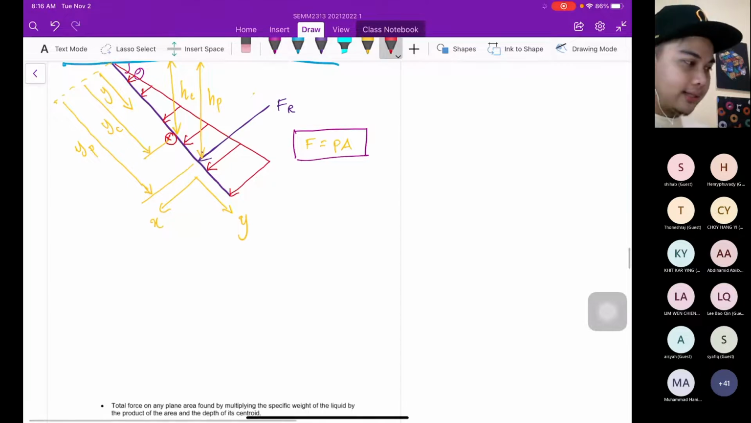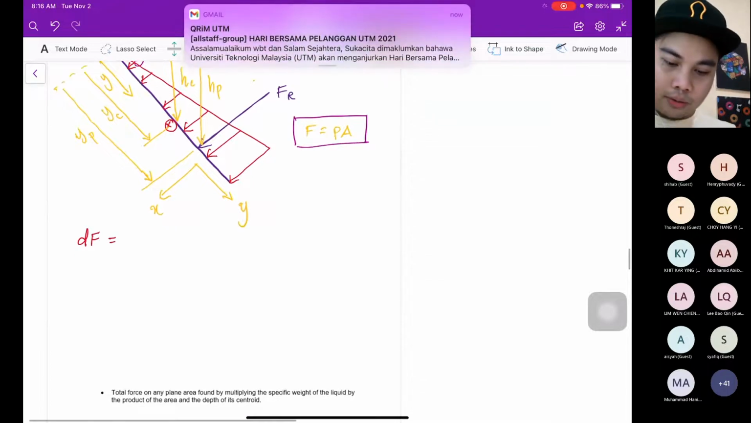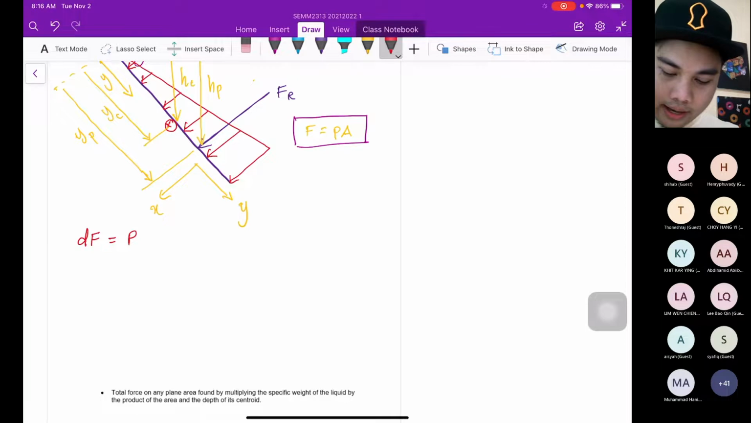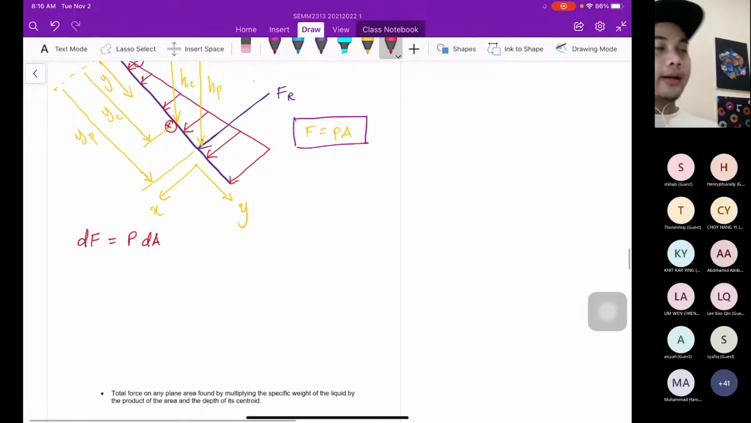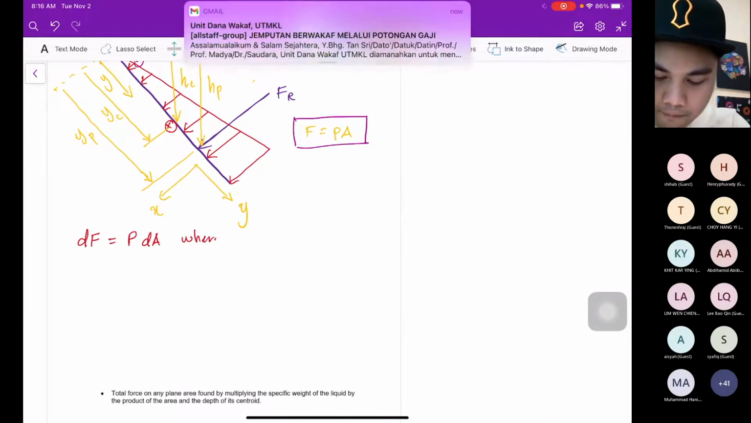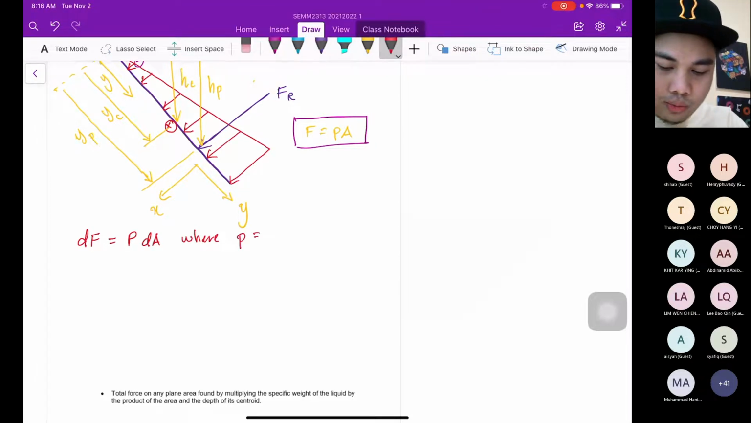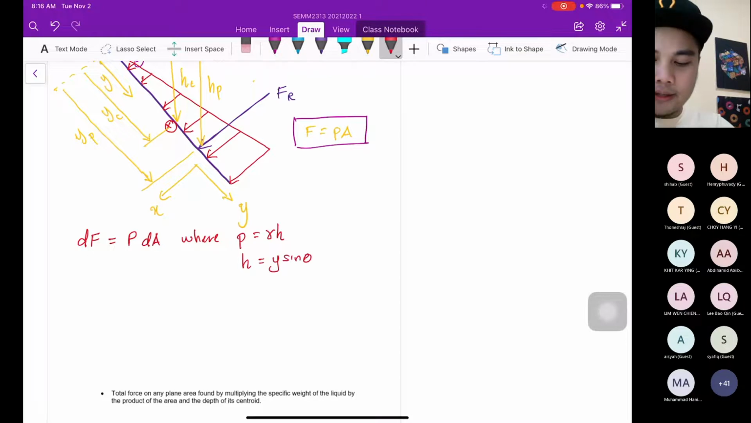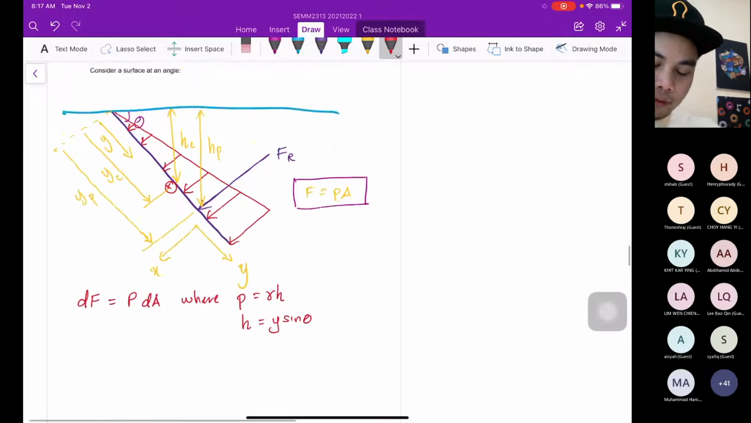So from here, let's consider dF, the change of force, which relates to pressure and the change of area. So the change of area will change the force. Pressure is equal to gamma H, and we know that the H here is referred to as Y sine theta. You can see from the diagram.